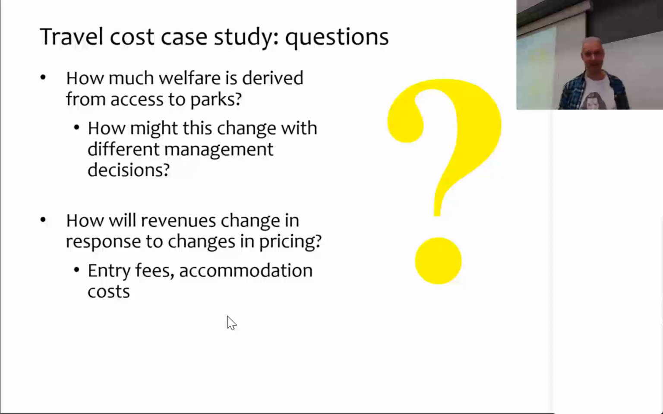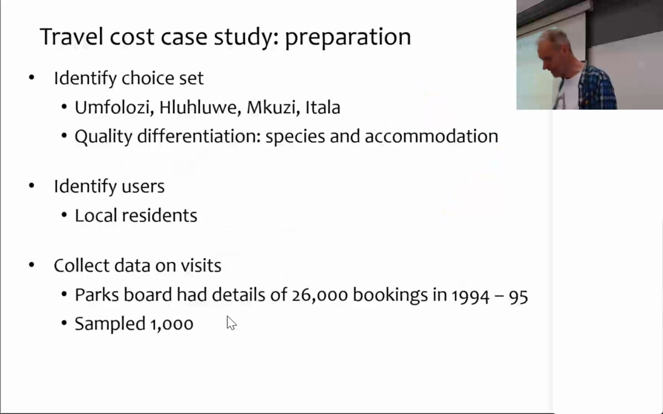The question you can ask then is how much welfare is derived from access to the park, how would this change? How will revenues change if we change pricing, right? The 4 sites studied are listed here. My Zulu is absolutely hopeless.